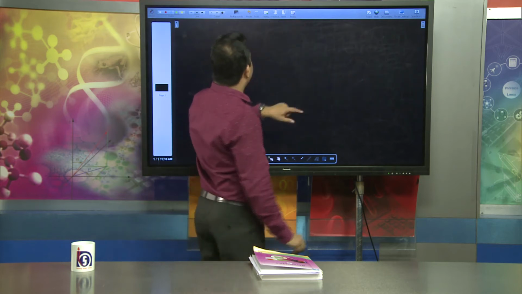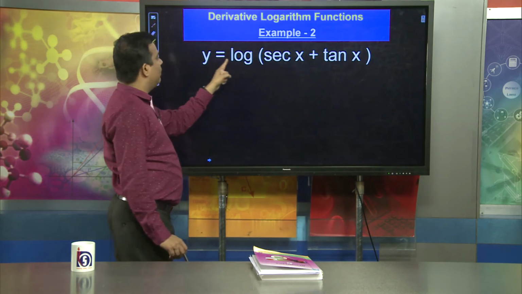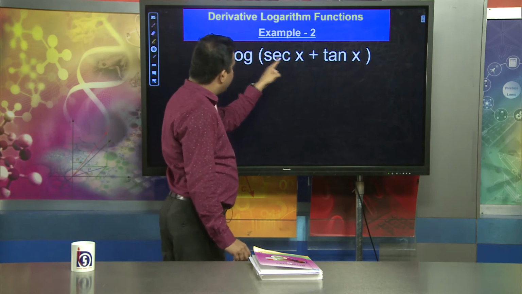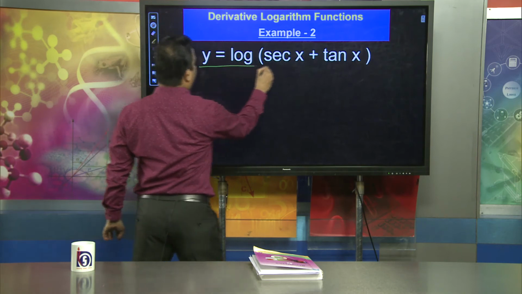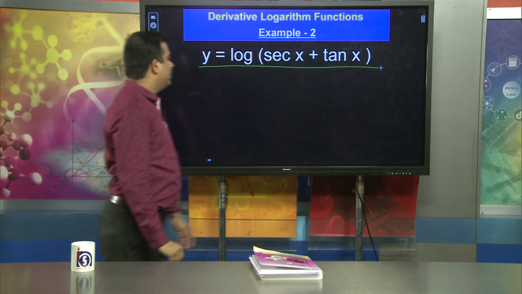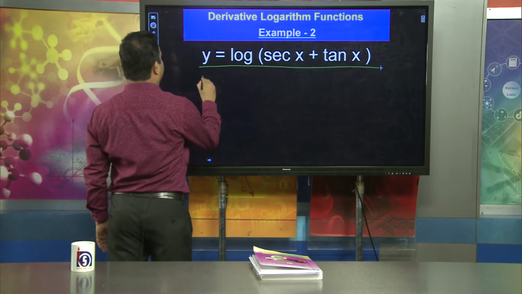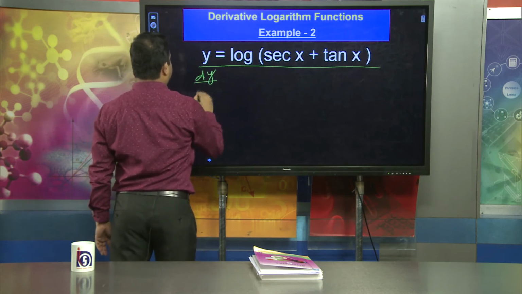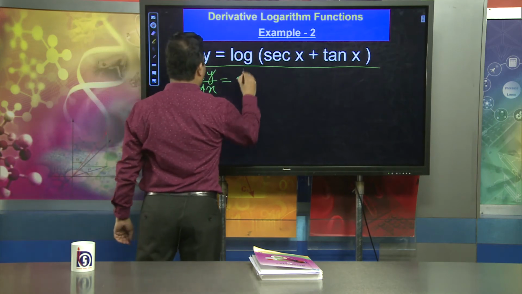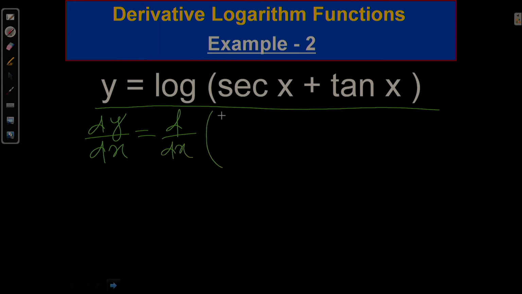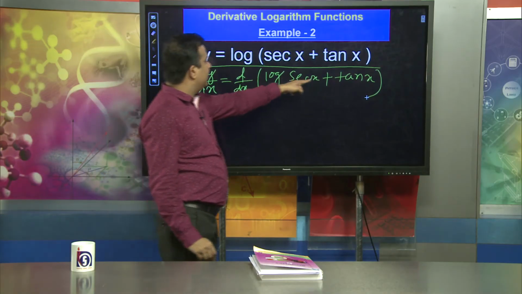Let us take another example. What is the derivative of y equals log of sec x plus tan x? This is the given y equals log of sec x plus tan x. What will be dy by dx? I can write dy by dx as d by dx of log of sec x plus tan x. That means the derivative of log of sec x plus tan x.